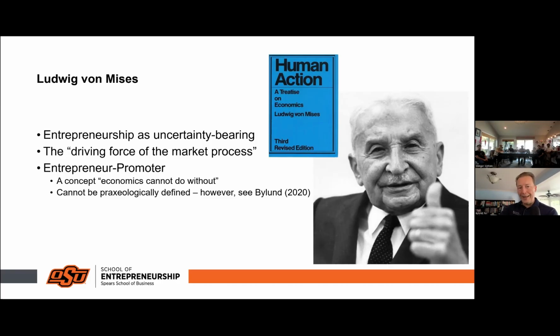Mises didn't find a way to define this praxeologically because he couldn't derive it directly from action. So he said that, well, it's a concept that economics cannot do without, but I can't define it, and that sucks, sort of. So he moved on and stuck with sort of the broader definition as uncertainty bearing in general, while still pointing out that the promoter is super important for understanding the economy, but praxeologically we can't really say a whole lot about it.